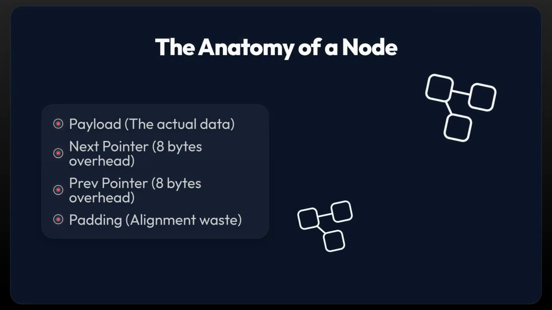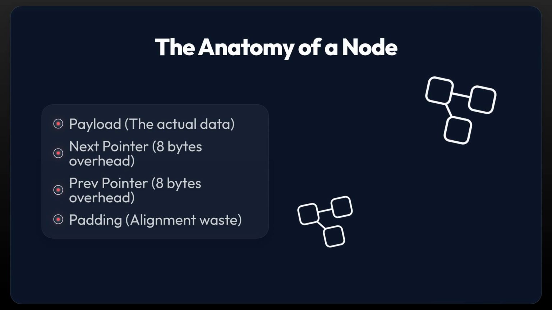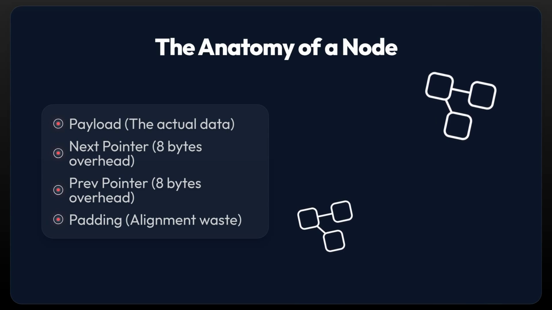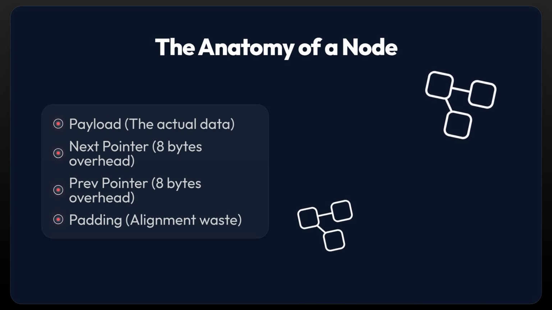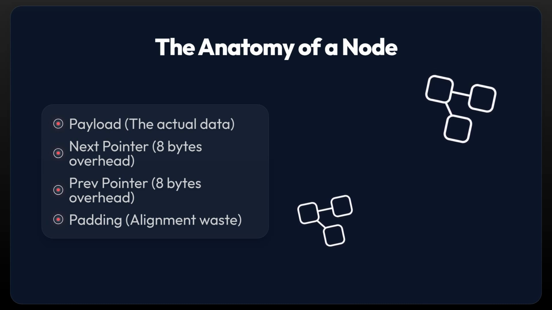Now, let's look at the linked list. Its atomic unit is the node. Unlike an array element, which is raw data, a node carries heavy metadata. For a simple integer, you might pay a tax of 16 bytes of pointers just to store 4 bytes of data. This drastically reduces information density in the cache.